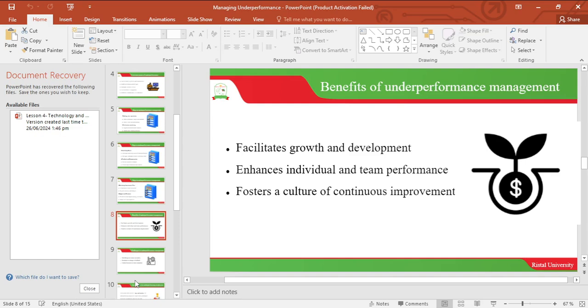Even the performance of the team itself is going to improve because in a team you have maybe about 5 or 6 people depending on the project you're working on. Okay, it's normally led by a team leader. So everyone contributes to the success of the project. So by doing that, the performance of the team is going to improve, and also the organizational performance is going to increase. Then it fosters a culture of continuous improvement.